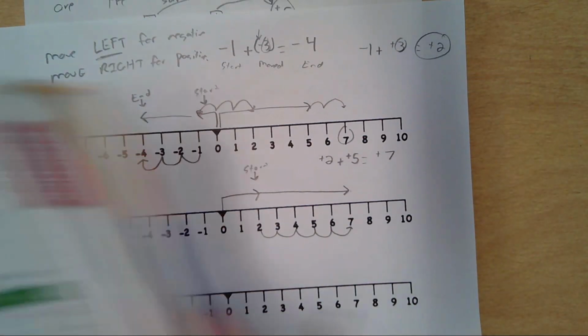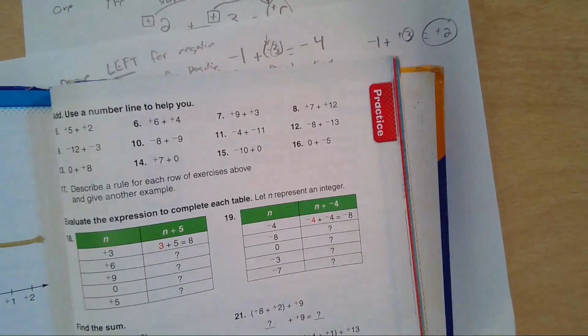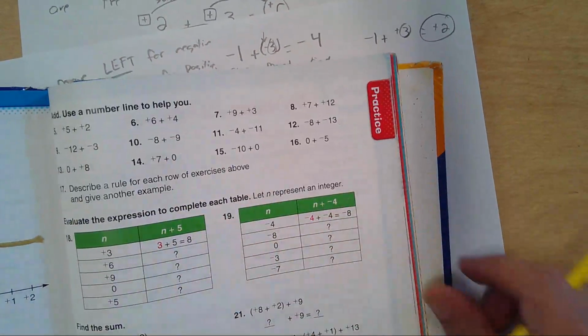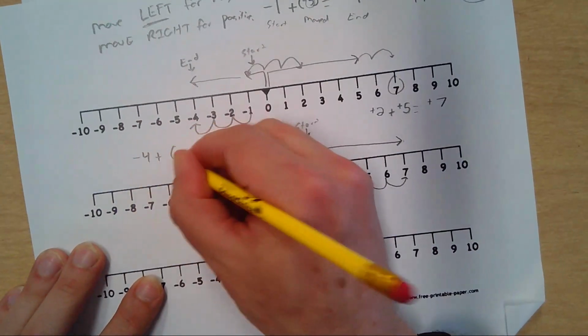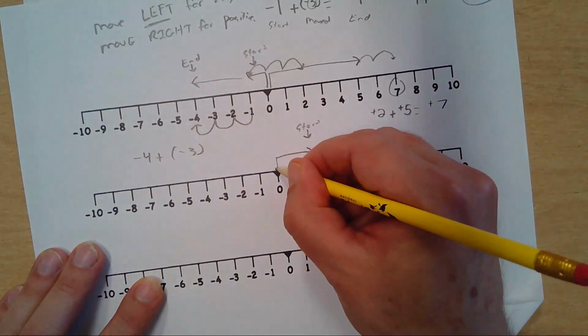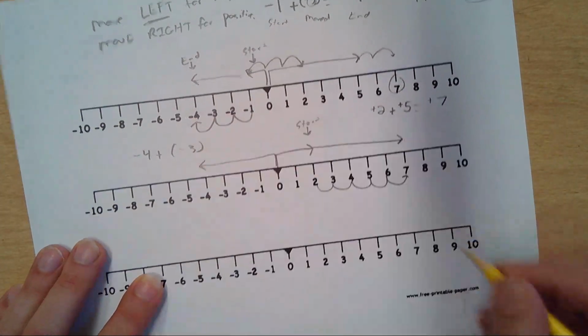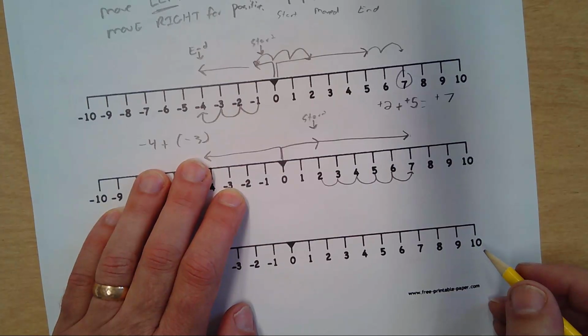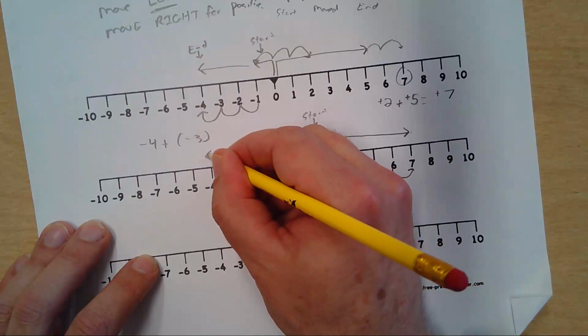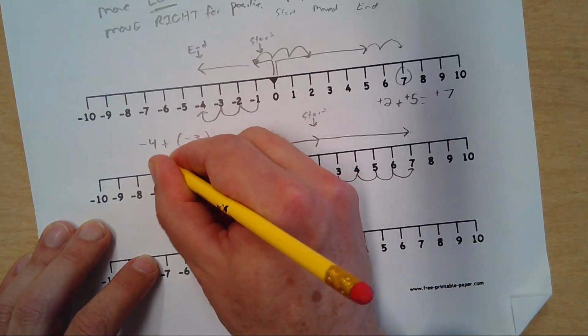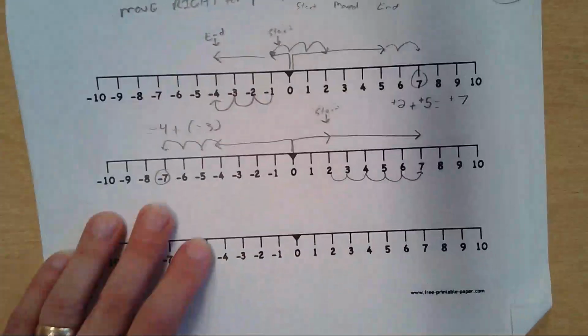If I look at number, some of these are a little too big. If I just make up another one, negative 4 plus negative 3. Where did I start? Right there. I'm moving 3 spots. Which way am I moving? To the left. So I count it out. A 1, a 2, a 3. Where did I end up? At negative 7.